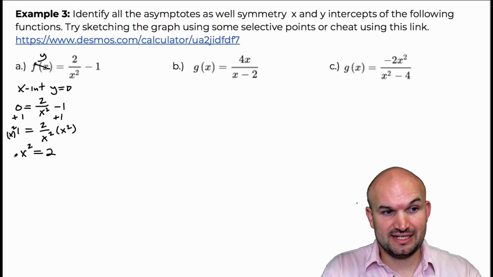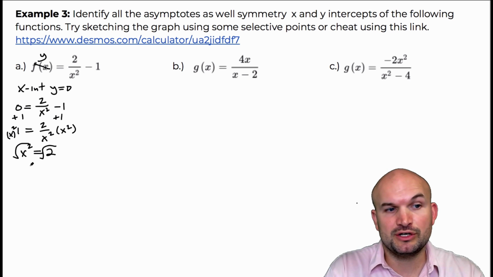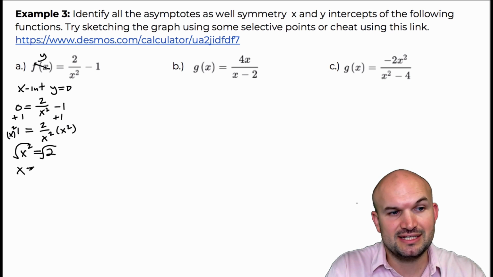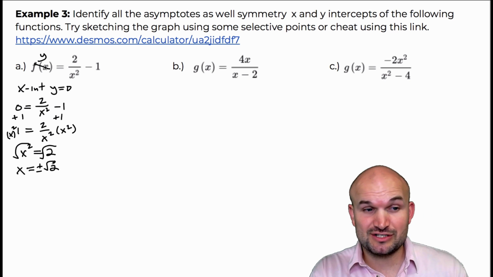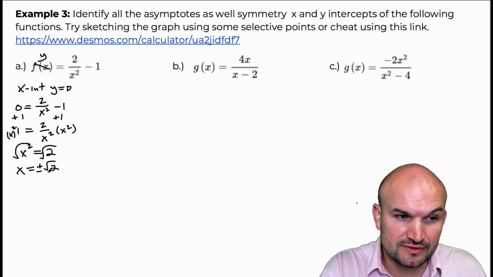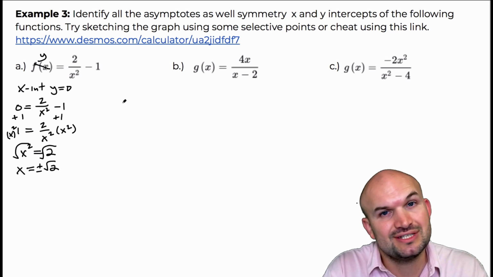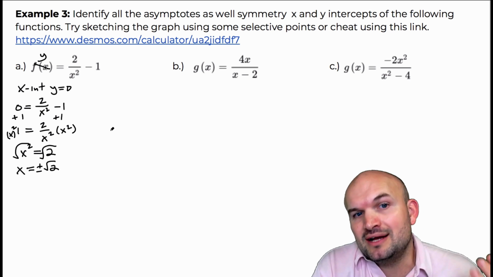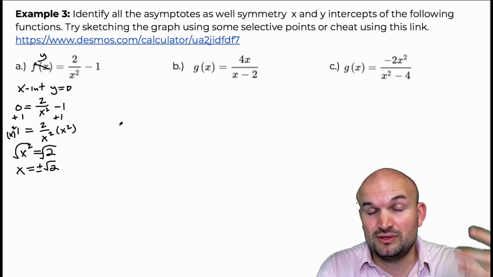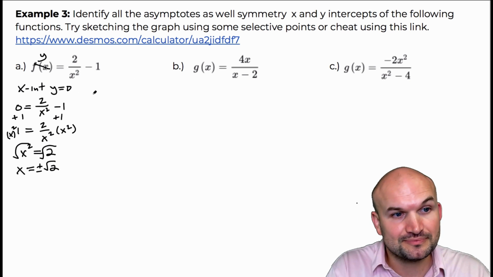Now, to solve for X, I need to introduce the square root. And just remember, when you're introducing the square root, you have to include X equals plus or minus the square root of 2. So my X-intercepts are going to be the square root of positive 2 and negative 2, which is not going to be very easy to graph. Hence, really why I don't want to focus on graphing, but more importantly, just identifying the information.